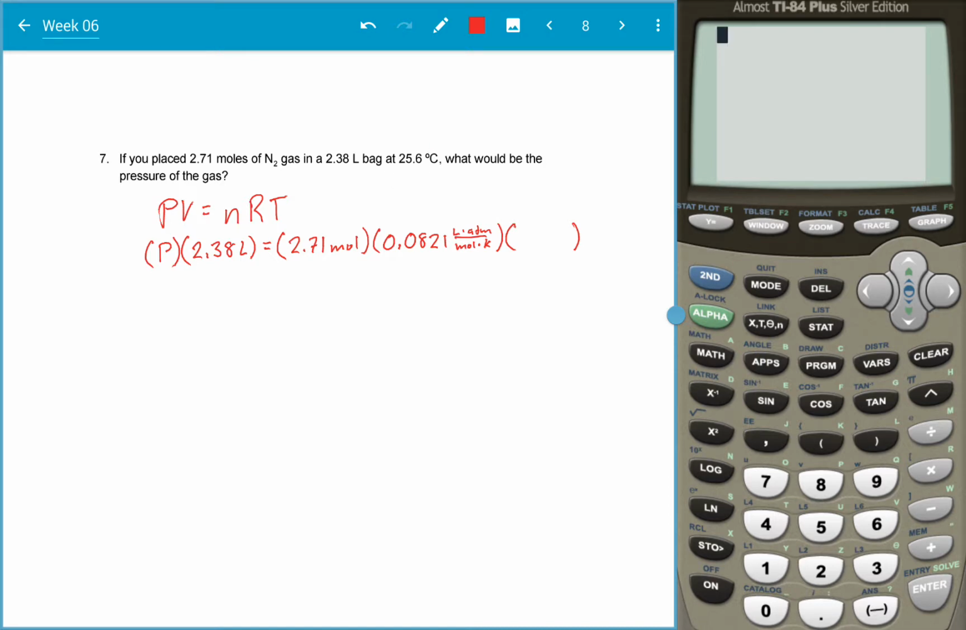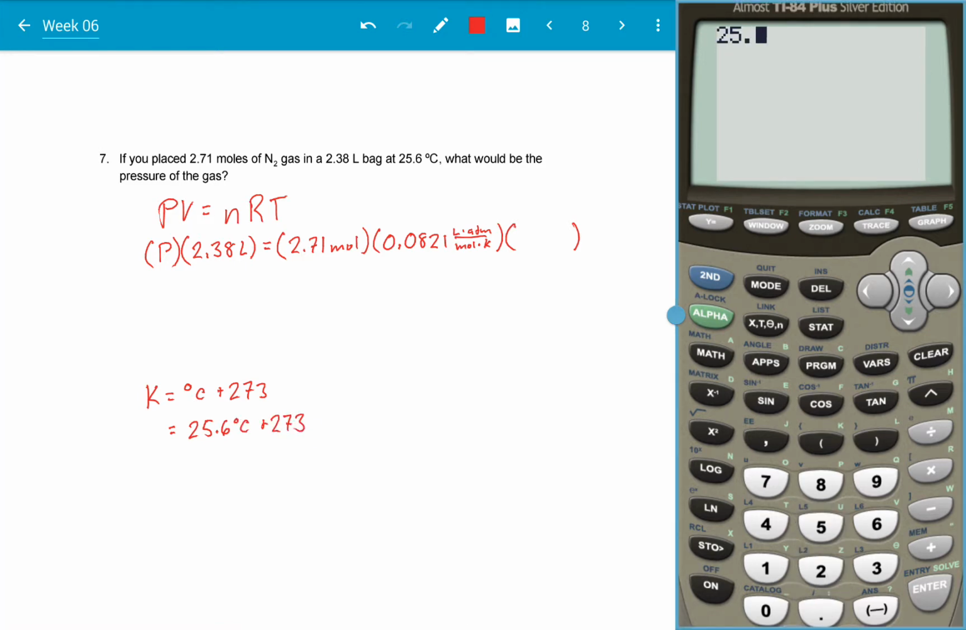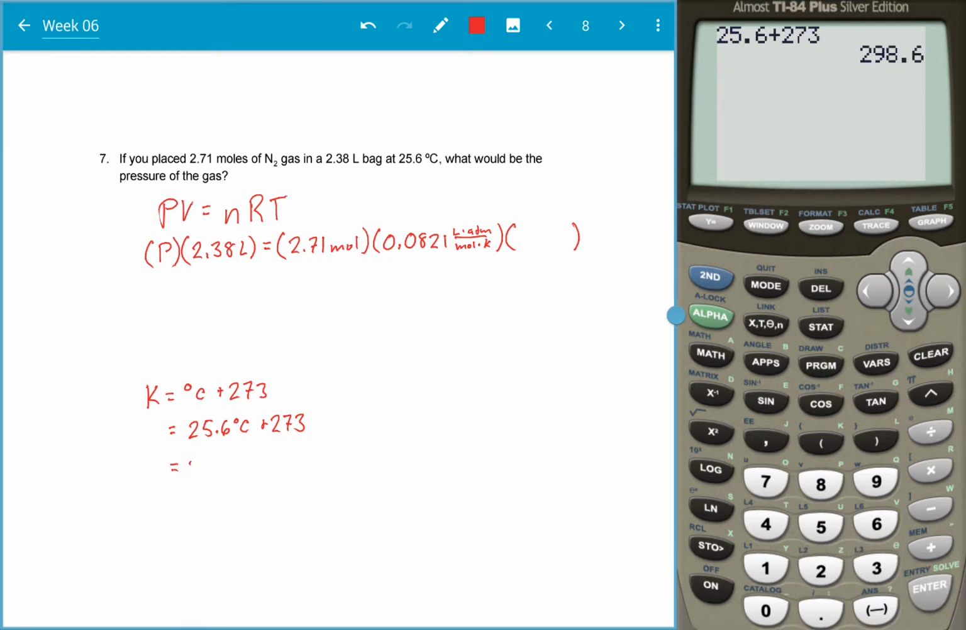We have to have a temperature that follows suit. So if we look at converting the 25.6 degrees Celsius to Kelvin, Kelvin equals degrees Celsius plus 273. 25.6 degrees Celsius plus 273 gives me 298.6 Kelvin. Again, the 273 is treated like a conversion factor.